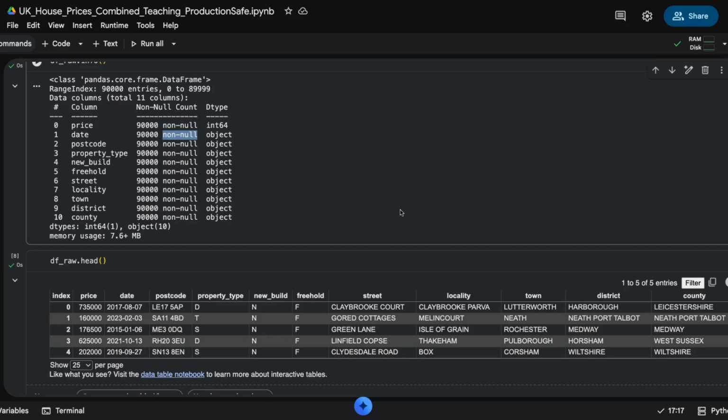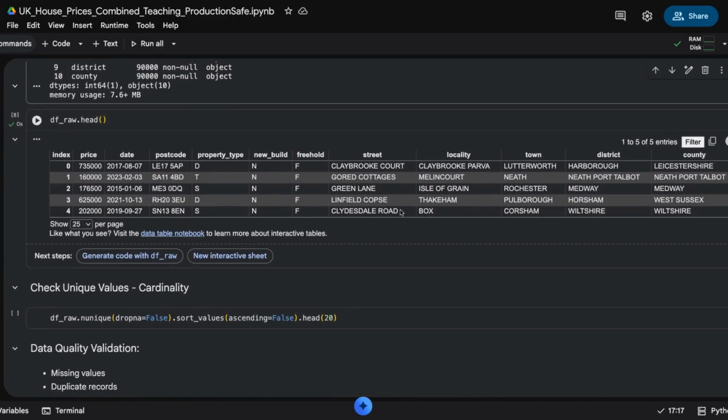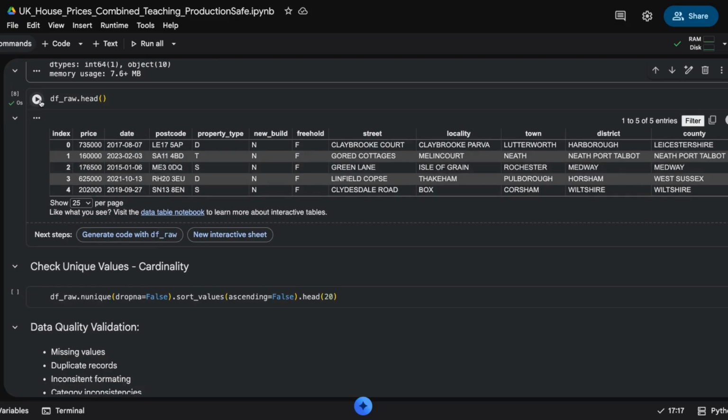Notice something else. Each column has 90,000 non-null values. At first glance, this suggests the dataset has no missing values. However, this only tells us there are no explicit NaNs. It does not tell us whether there are hidden missing values represented as strings. That sets up later cleaning.